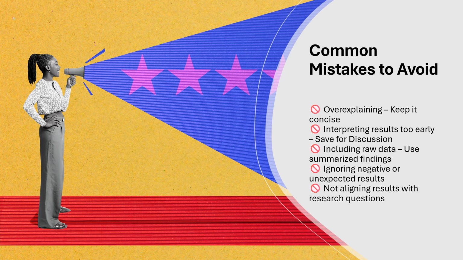As you write your results section, be mindful of these common mistakes. Over explaining, okay? Your goal is to present the findings clearly and succinctly. You do not need to go into excessive detail, just enough for the reader to understand what was found.